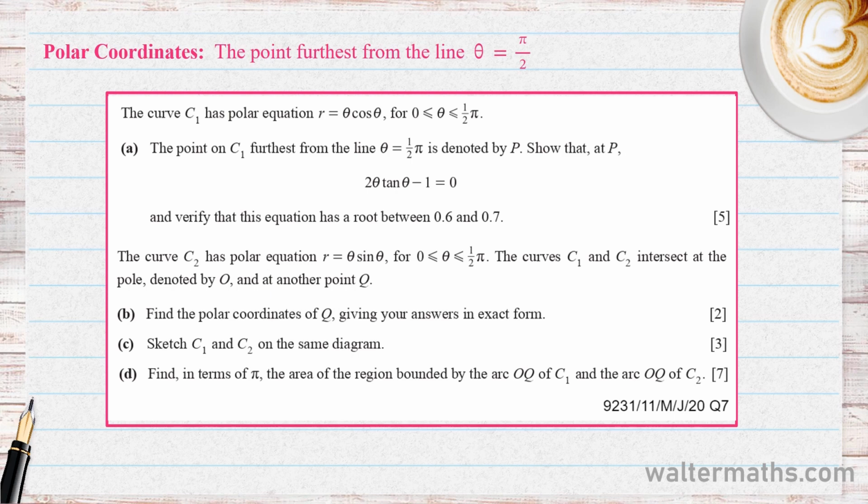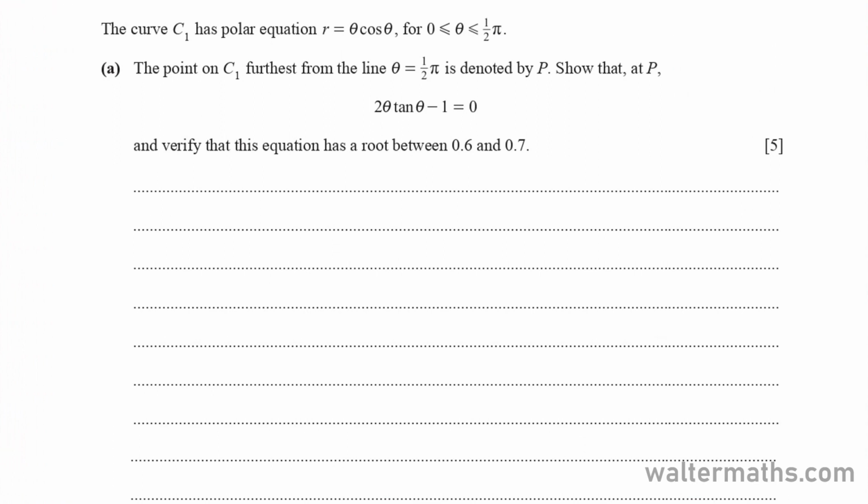Okay, so let's look at it. The curve C1 has polar equation r is equal to theta cos theta for values of theta ranging between 0 and a half pi. On A, the point on C1 furthest from the line theta is equal to half pi is denoted by P. Show that at P, 2 theta tan theta minus 1 is equal to 0, and verify that this equation has a root between 0.6 and 0.7.